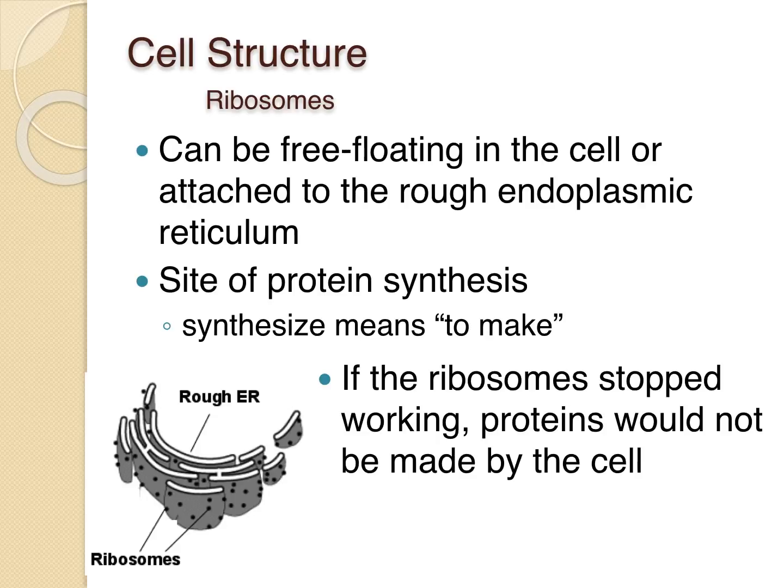Ribosomes can either be free-floating in the cell or attached to the rough endoplasmic reticulum. The ribosome is where proteins are actually made, so they're the site of protein synthesis. If the ribosome stops working, then proteins would not be made by the cell. And remember when we did Unit 1, we talked about how important proteins are. So if proteins cannot be made, then the cell's not going to be able to perform its function properly.